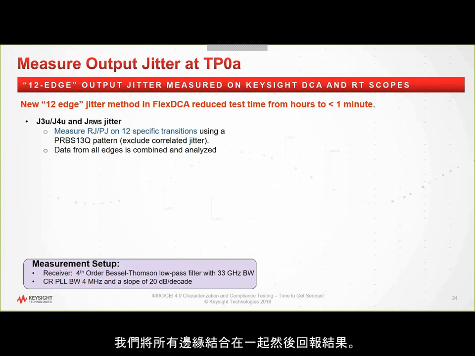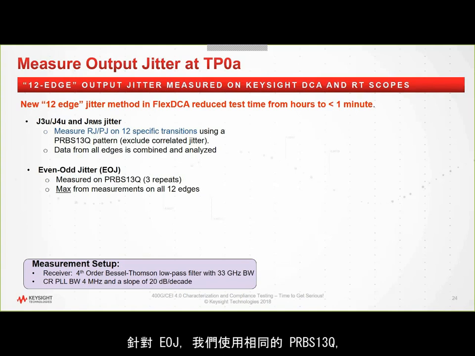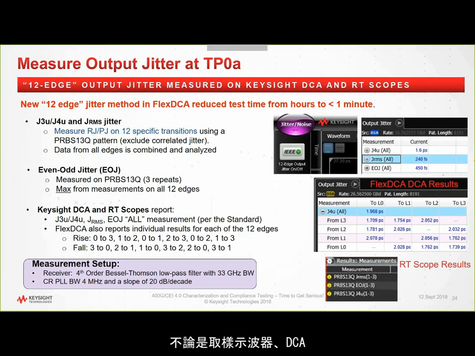We combine all of those edges and report a result. For EOJ, we use that same PRBS13Q, but we report the maximum EOJ from each one of those 12 edges. Keysight oscilloscopes, whether it's the sampling scope, the DCA, or our real-time scopes, we have this measurement now available for you. And if you're using Flex DCA, we actually report all of the results from all 12 edges, so it's a very handy troubleshooting tool.